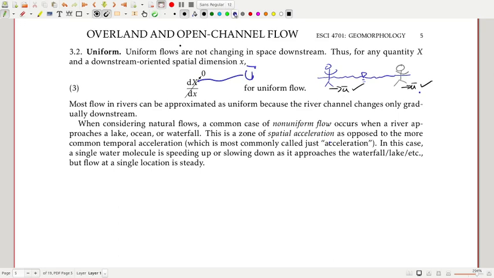So when considering these sorts of natural flows, there's a common case of non-uniform flow when a river approaches a lake or ocean. I'm going to put these two together. So these are a body of standing water. Or a waterfall. And so we're just going to put this up here as some kind of edge or like a free surface.